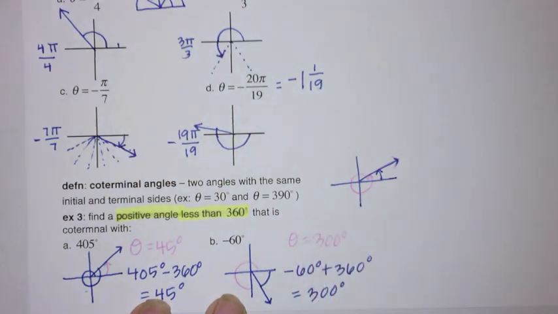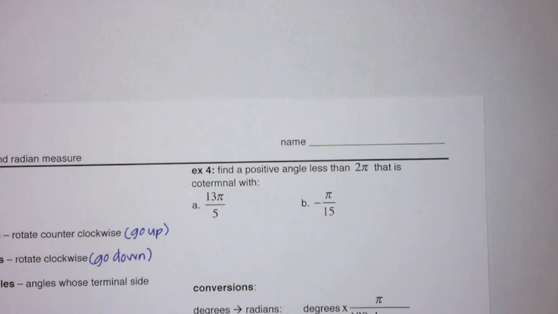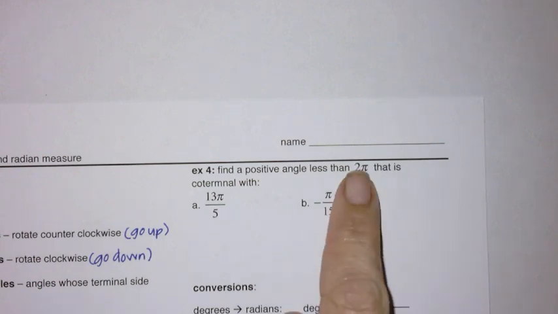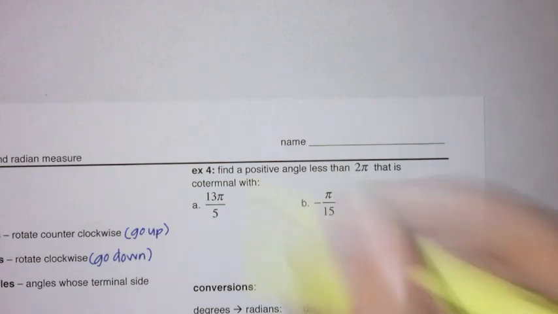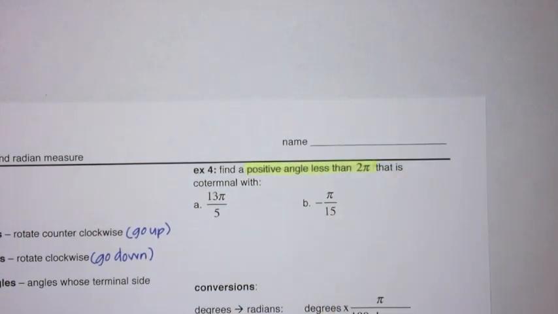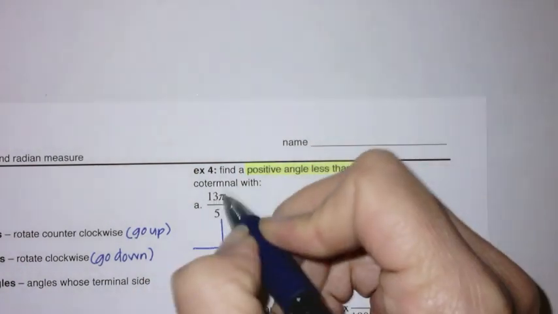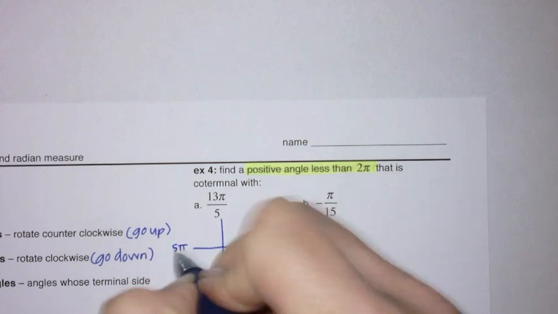Okay? Let's do the same thing with radians. So just think what's equivalent to 360 degrees in radians. It's 2 pi. And again, it says positive angle that is less than 2 pi. So if you're graphing and you like the graphing method, I'm going to make this 5 pi out of 5.